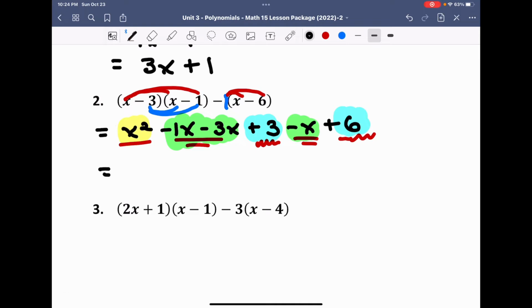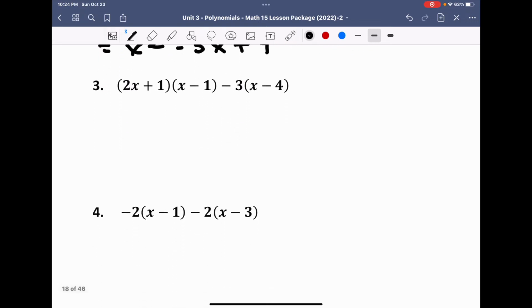Now, putting these terms together, I have x squared. I have a negative x minus 3x minus another x is negative 5x. And then finally, I have 3 plus 6. That's equal to 9. All right, going to example 3 here.